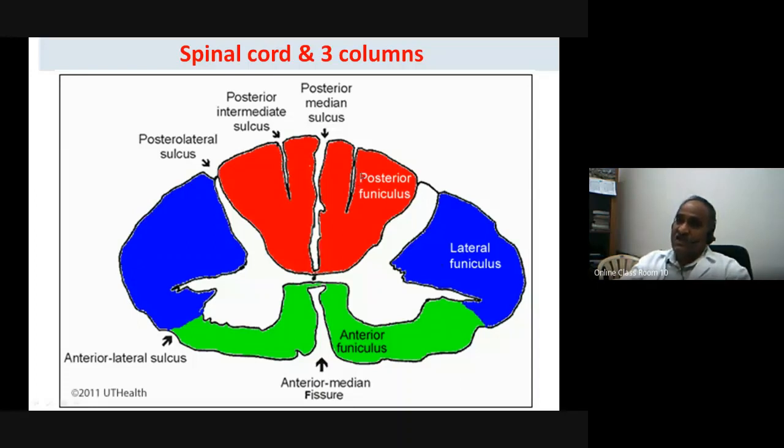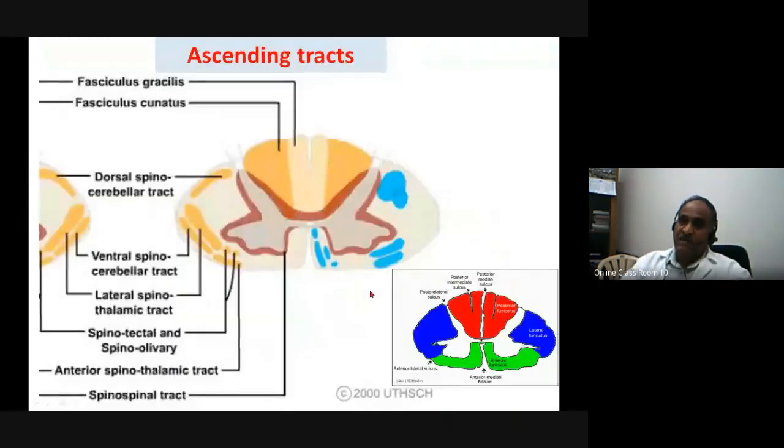So that means there are 3 columns by which these ascending or descending fibers, that is the white matter, are coming through in the spinal cord. The remaining part is the gray matter. This gray matter is divided into 10 areas, and these 10 areas are laminae or the nuclei of the spinal cord.